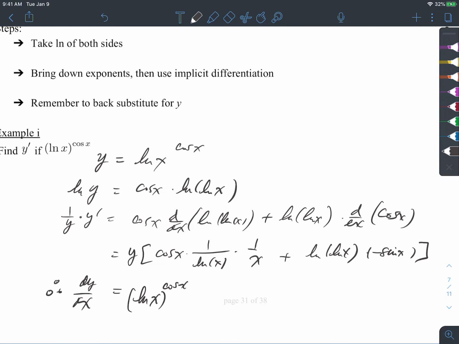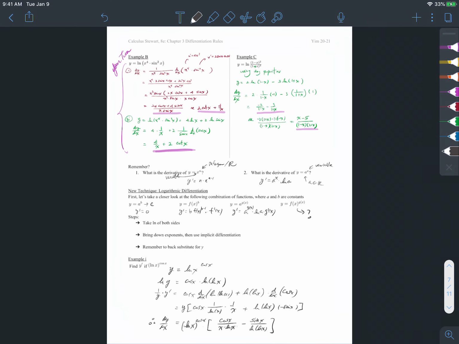If you want to put parentheses to make it more obvious, that's great. Times the bracket, I'm sorry, and that'll be cosine of x over x times ln of x plus, oopsie, negative sine of x over ln of x. You see that, guys? Yeah, that's how you do it. Okay. All right, so that's what that is.